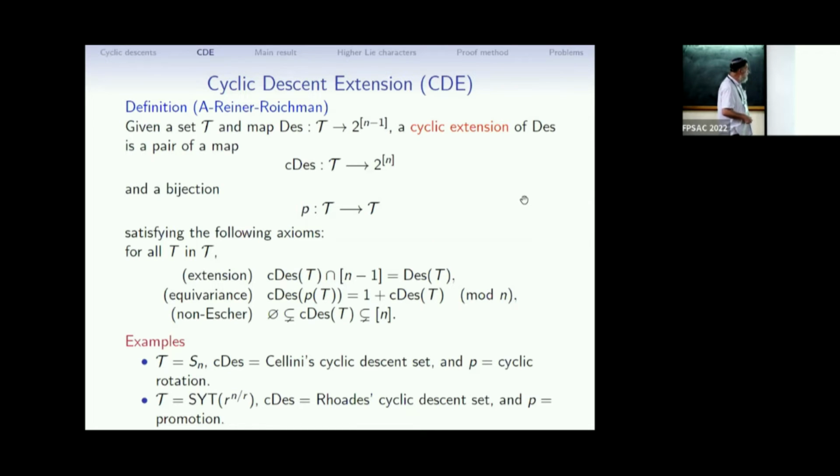And why do we need the third axiom? The third axiom gives rigidity to the theory. For example, the cyclic descent set distribution is defined uniquely. The cyclic descent extension is not unique, but the distribution of the cyclic descent set is unique, and this is thanks to the axiom. Also, all connections to representation theory, some of which we'll see later, some not, are thanks to this axiom. Without this axiom, we are in a zoo.